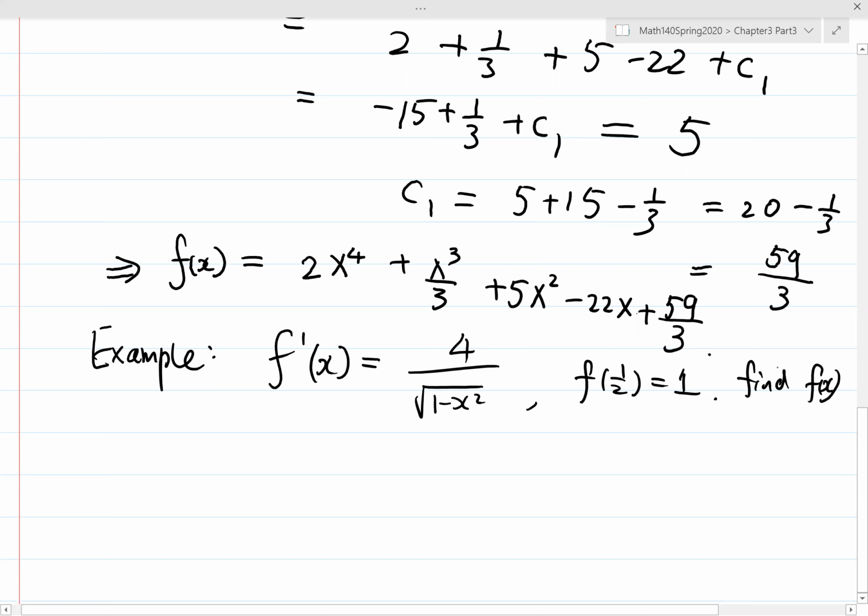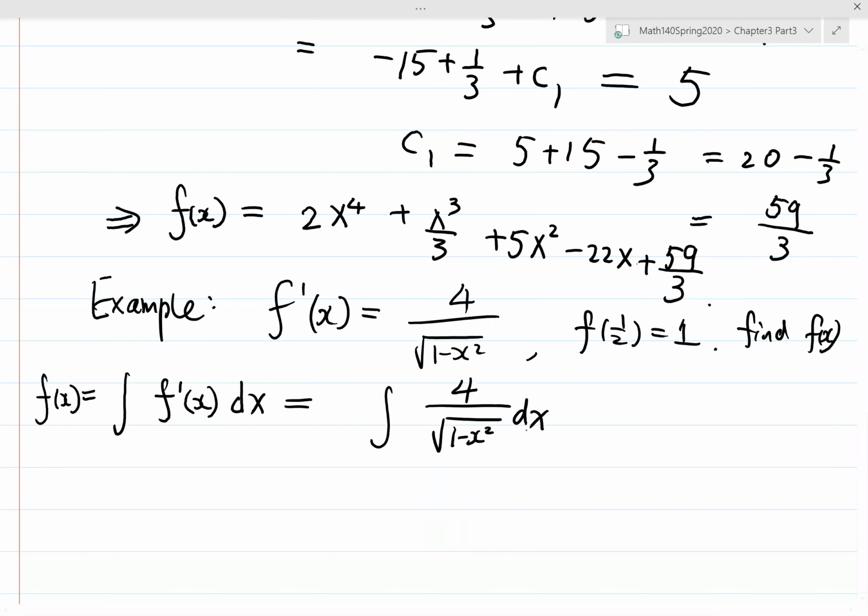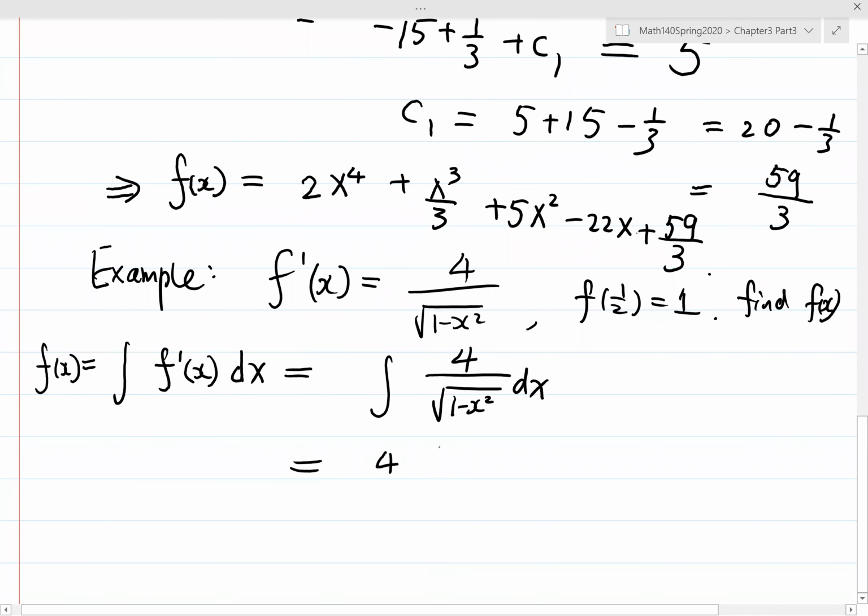First, we use the antiderivative. We know the derivative, f derivative, so to solve for f, we should do the antiderivative. Fx is the antiderivative of its derivative plus the constant c. And then we plug in f prime, so it's the integral of 4 over the square root of 1 minus x squared dx. Right now, the only tool we have to do the antiderivative is the antiderivative table. So we use the antiderivative table. So we factor out the coefficient 4.